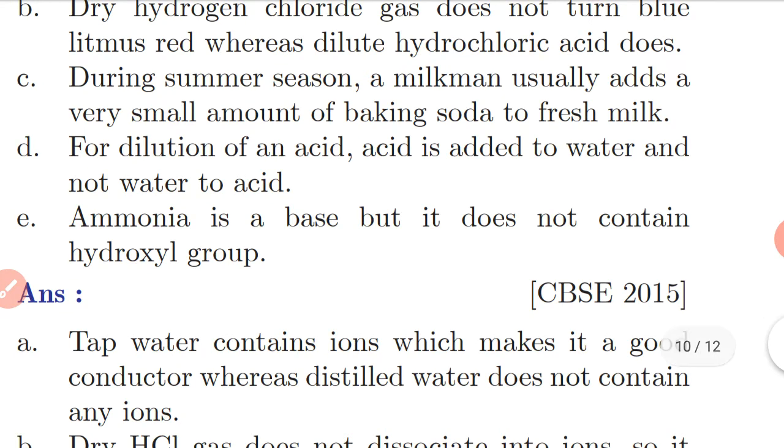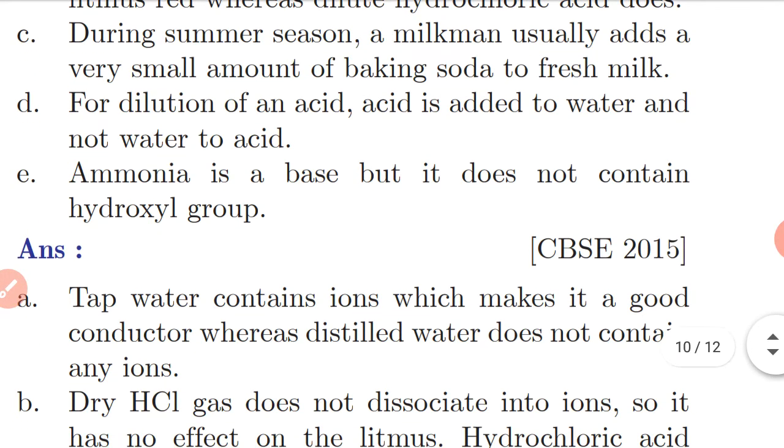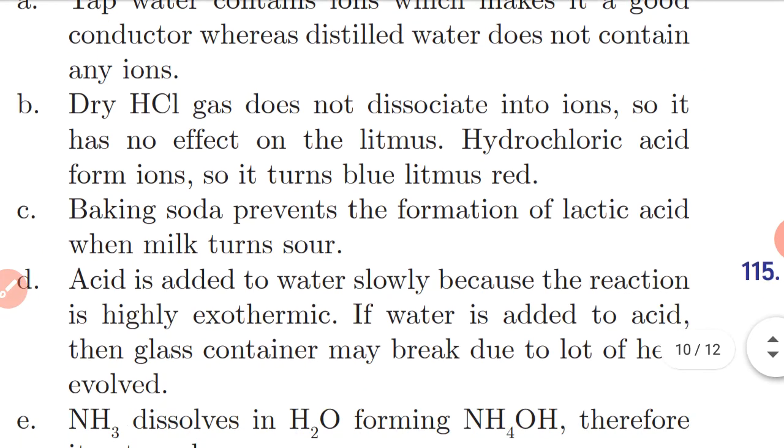Next question is, during summer season, a milkman usually adds a very small amount of baking soda to fresh milk. Why does a milkman add baking soda to fresh milk? So the answer is: baking soda prevents the formation of lactic acid when milk turns sour. So we know that when milk becomes sour it will be of no use. So to prevent it from turning sour, the milkman adds some baking soda to it.